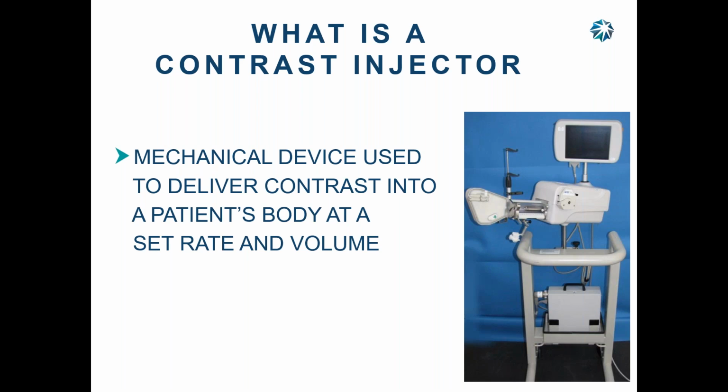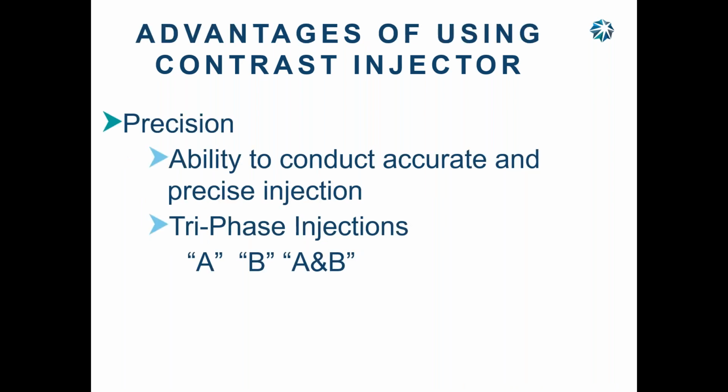You got what's A for? That's for the contrast. The B is for saline. Okay. So precision. That's the advantages of a contrast injector: the ability to conduct accurate and precise injection.